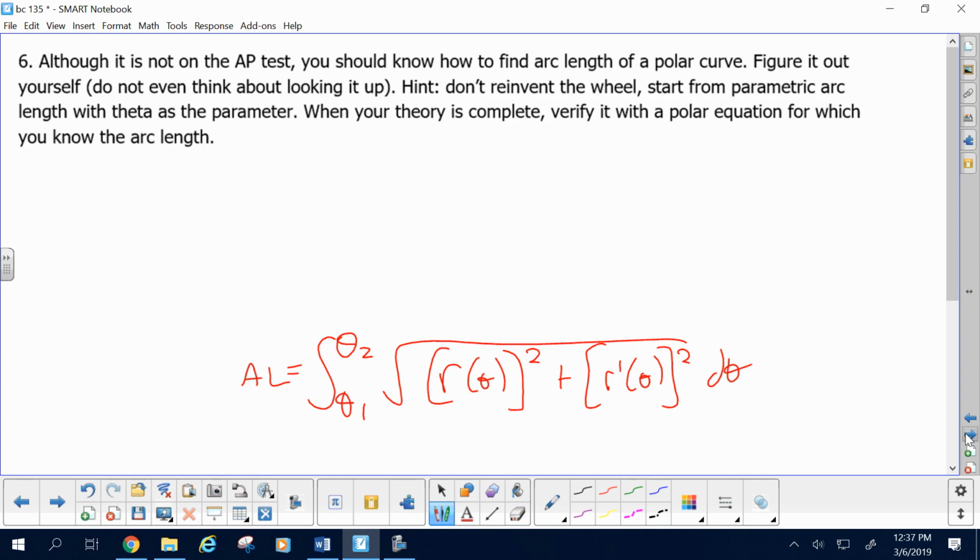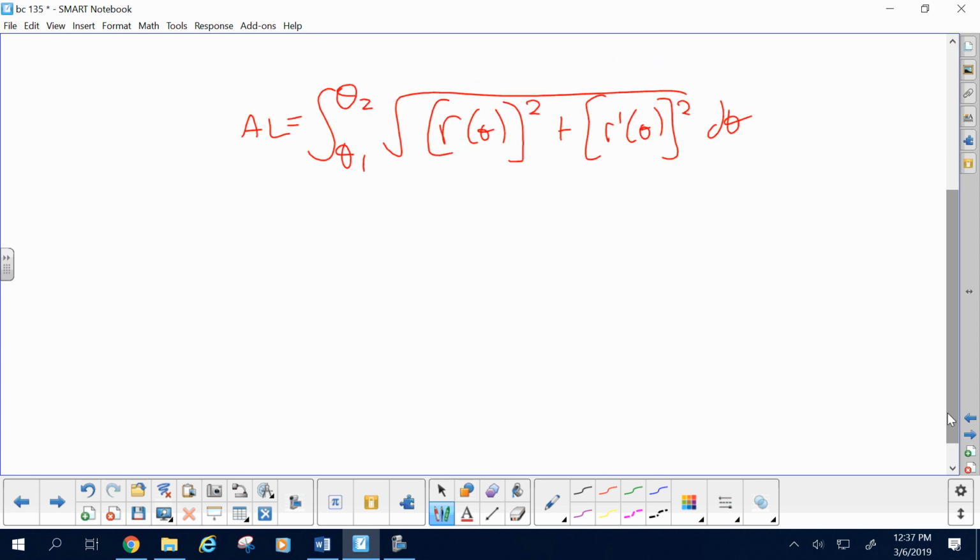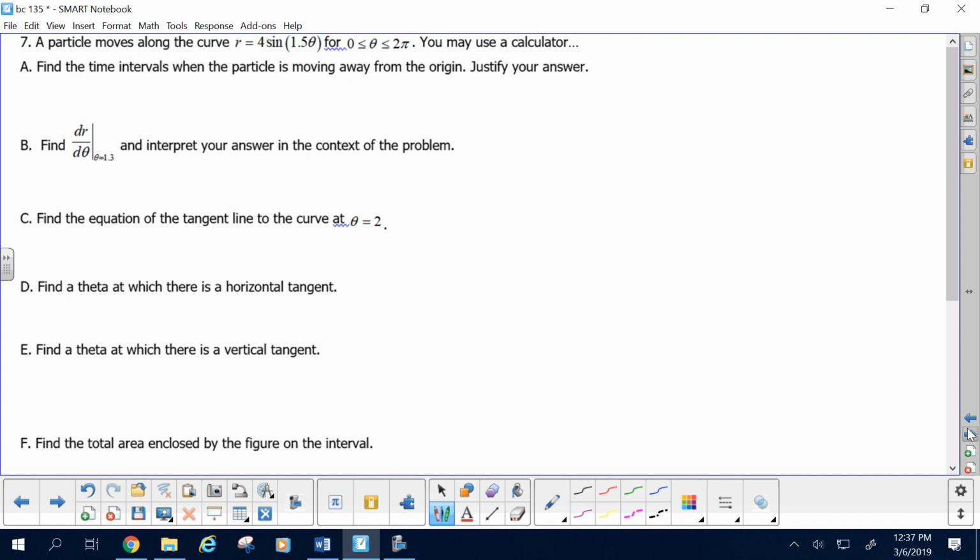Those are thetas, by the way. All right. Is that all on this? Yes. Okay. Did you get dr/dt greater than 0 on 0 to pi/3 and pi to 5pi/3? I don't hear a lot of agreement there. That's too bad.